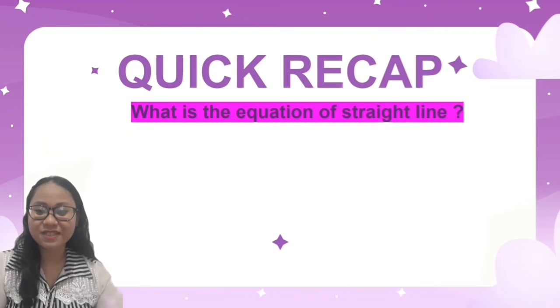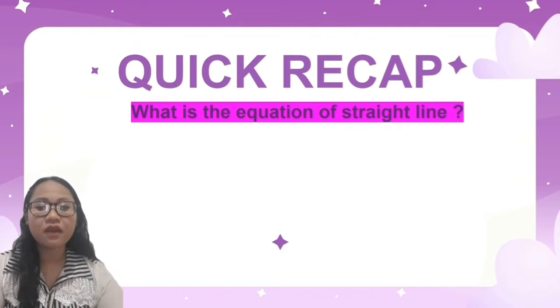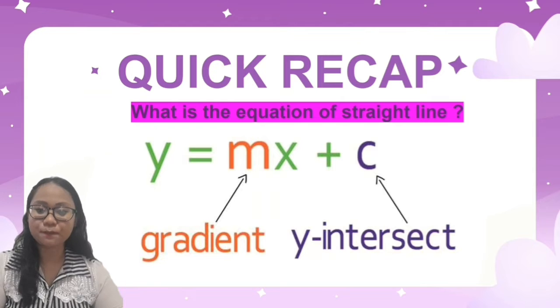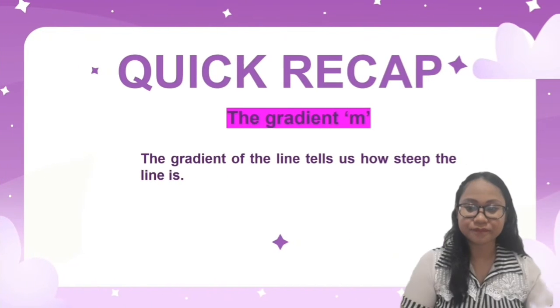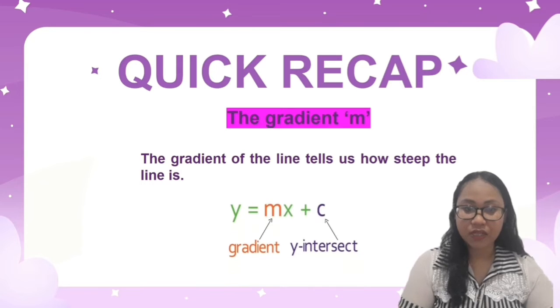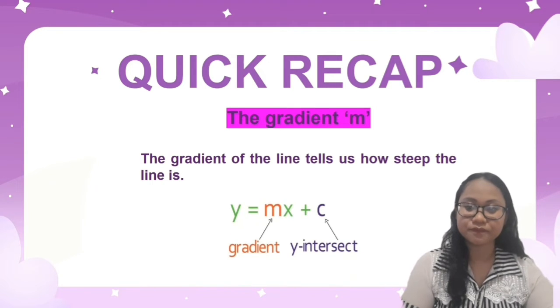Okay, we start with a quick recap. Do you still remember what the equation of the straight line is? The equation of the straight line is y equal to mx plus c, in which m represents the slope while c represents the y-intercept. The gradient of the line tells us how steep the line is.